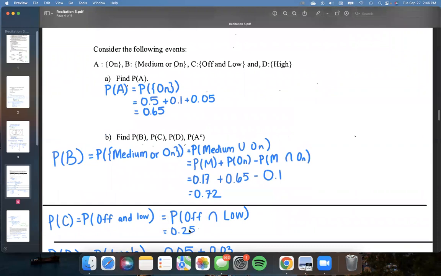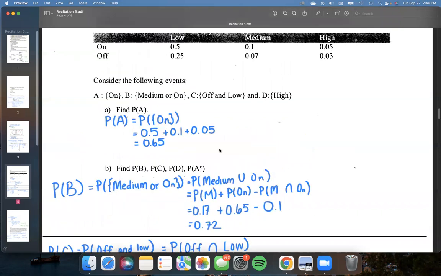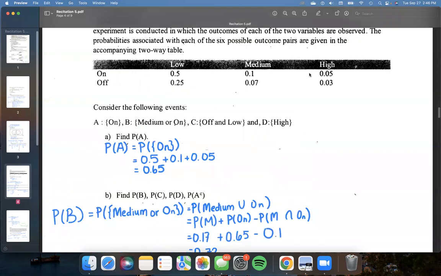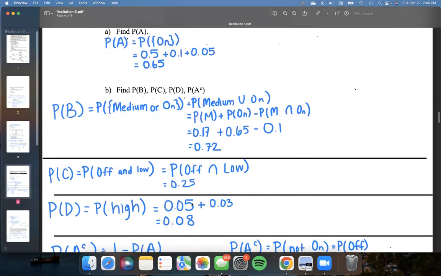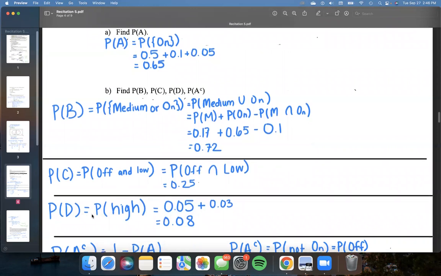And then we want to find the probability of D. We were given that the event is high. So the probability of high equals, let's look at where high is. It's this last column here. So we're going to add up 0.05 plus 0.03, and we get 0.08. And then lastly, we need to calculate the probability of A complement.